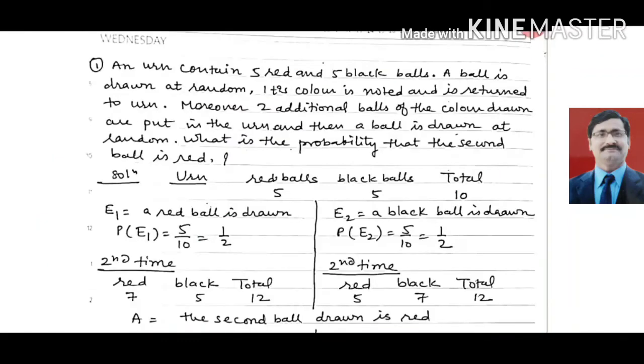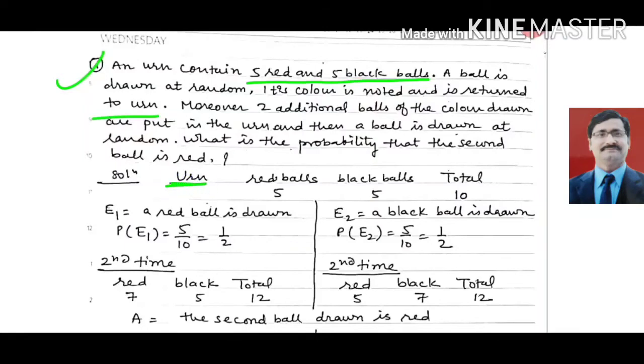Look here, question number one. An urn contains 5 red and 5 black balls. A ball is drawn at random. Its color is noted and it is returned to the urn. Moreover, 2 additional balls of the color drawn are put in the urn, and then a ball is drawn at random. What is the probability that the second ball is red?